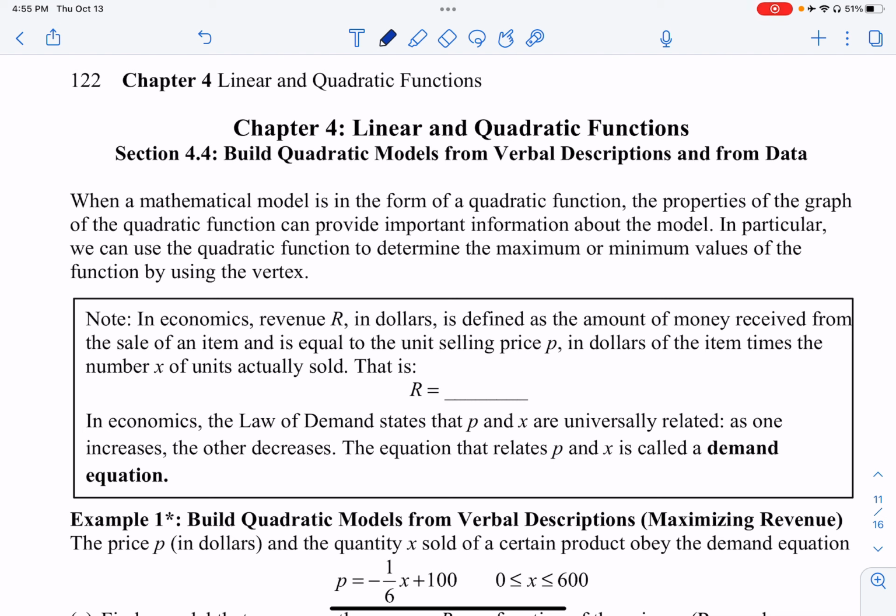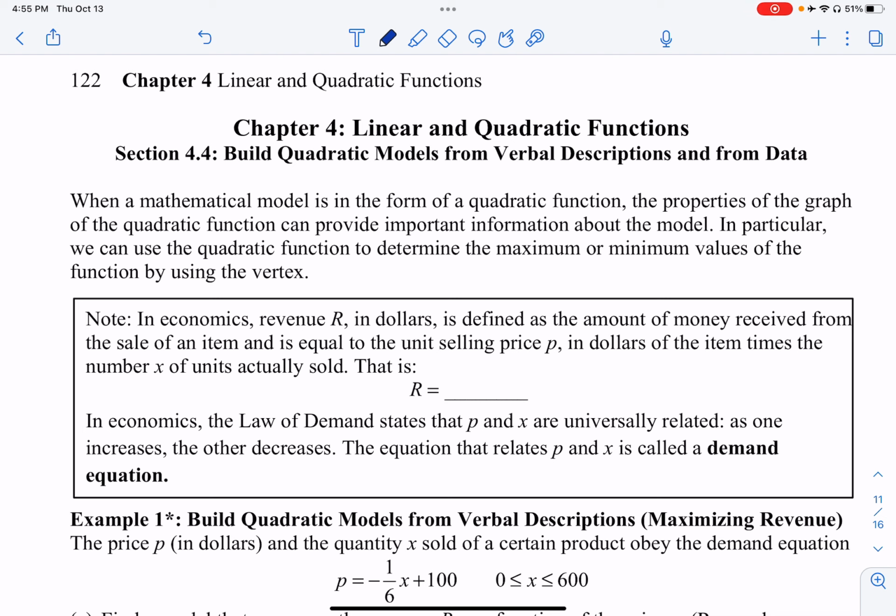So in particular, using quadratics to find maximum or minimum values by finding the vertex can be really helpful to us in several real world situations. So let's take a look at some applications here. We start out with a note.